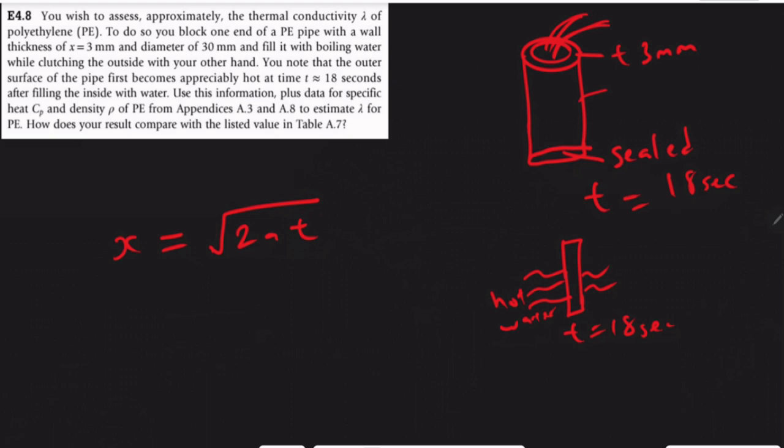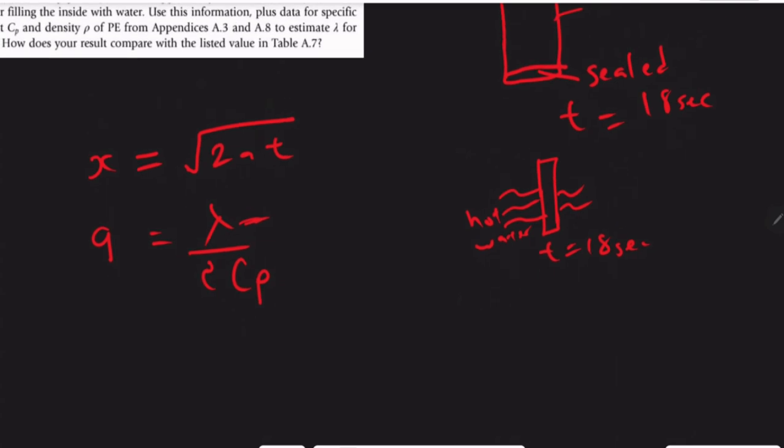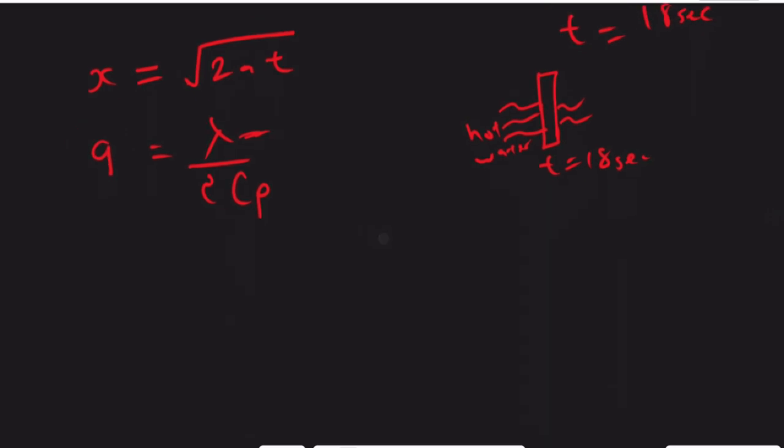Also, we know that a is given as lambda divided by the density of the material times the specific heat capacity of the material, Cp. What we are told to find in this question is lambda, and we are given all the formulas. The density and Cp of the material we are going to get from appendix A. First, we make lambda the subject of the formula, which is lambda equals a times density times Cp.